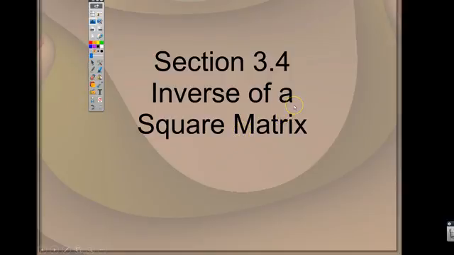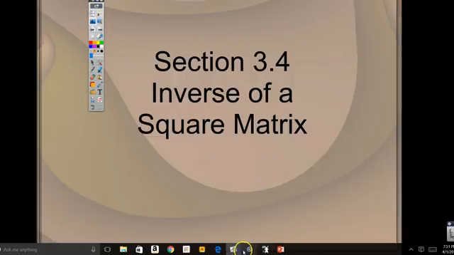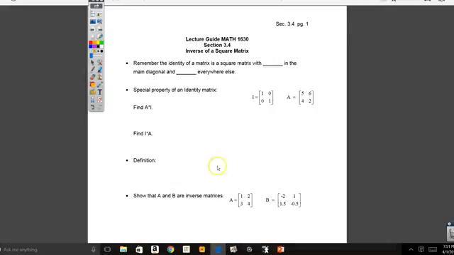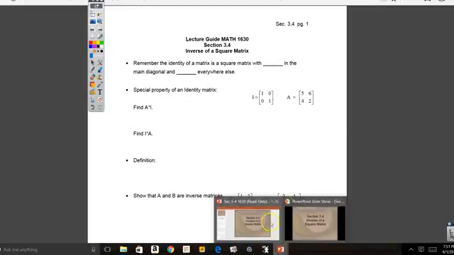This is lesson 3.4, inverse of a square matrix. You should have the form out with you and be taking notes on this. So, PowerPoint.